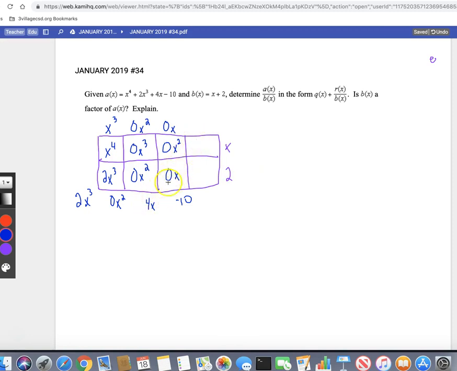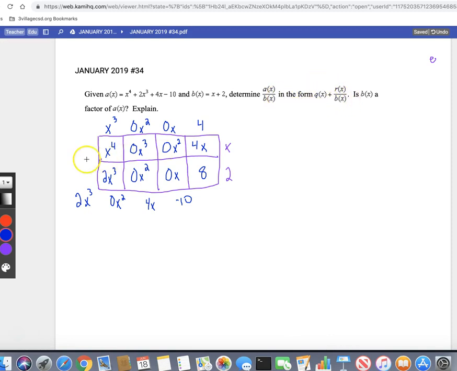And now when we complete this diagonal, we'd have to have 4x there to add up to 4x. And then working backwards above, we'd have 4. 4 times 2 is 8. And now we've completed our table, and we can write out our answer in this form.